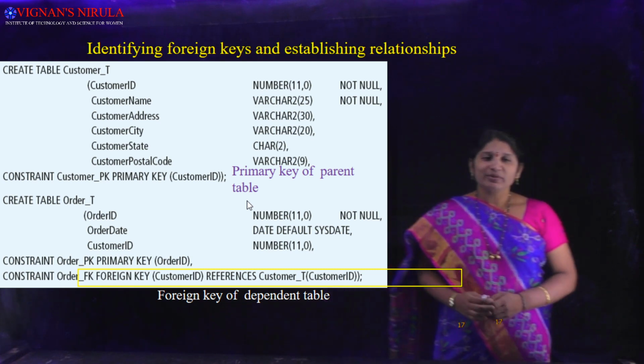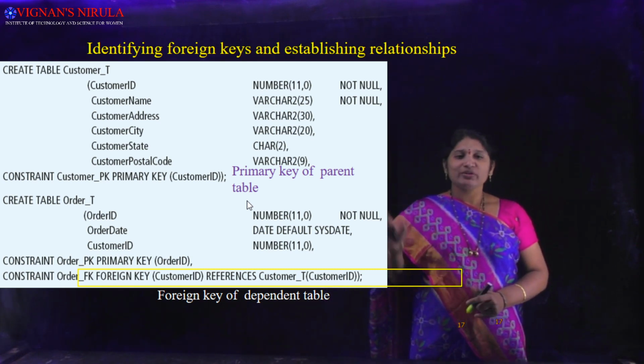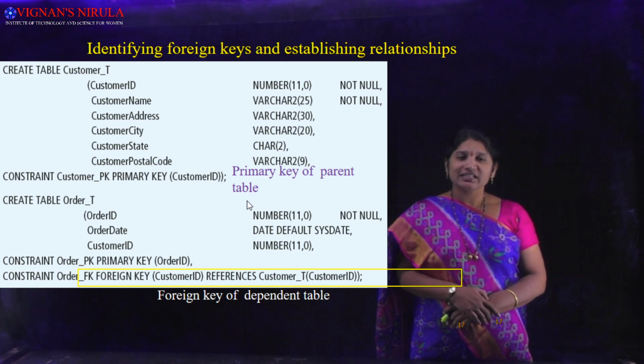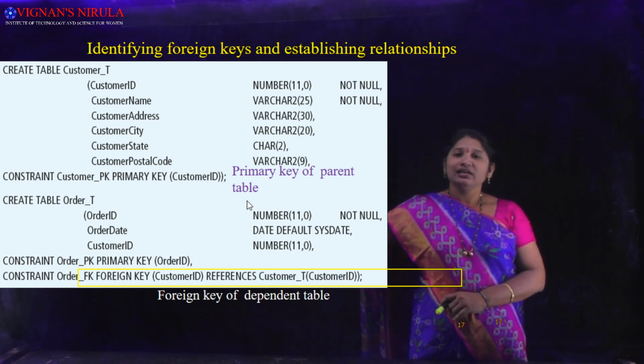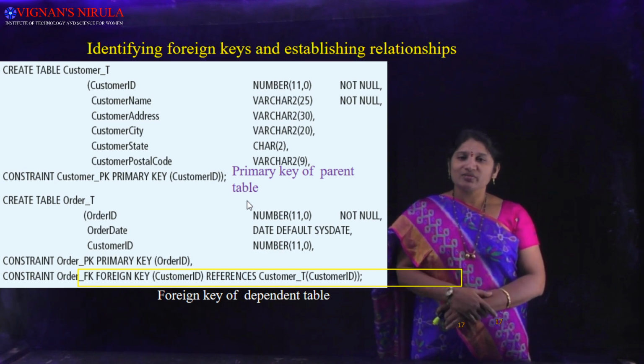So the next table is the customer table. The customer table identifies the customers who are placing the orders. So see how to create the customer table. Create table. What is the table name? Customer underscore T, followed by the list of attributes.